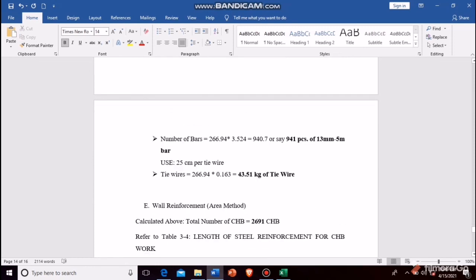Use 5 bar. Use 25 cm per tie wire. So tie wire is 266.94 times 0.163, that is 43.51 kilogram of tie wire.